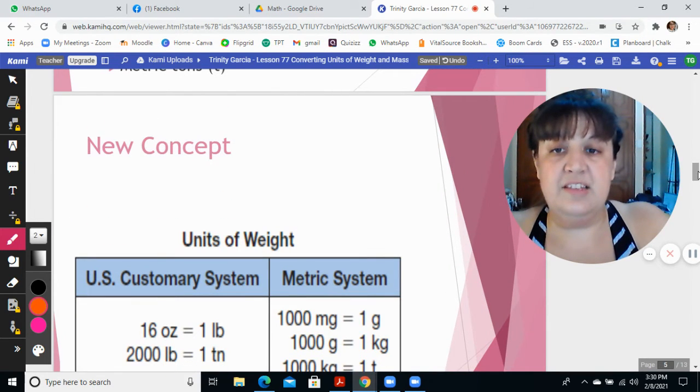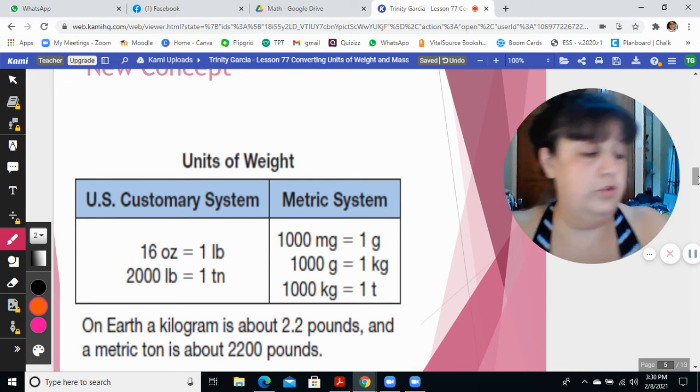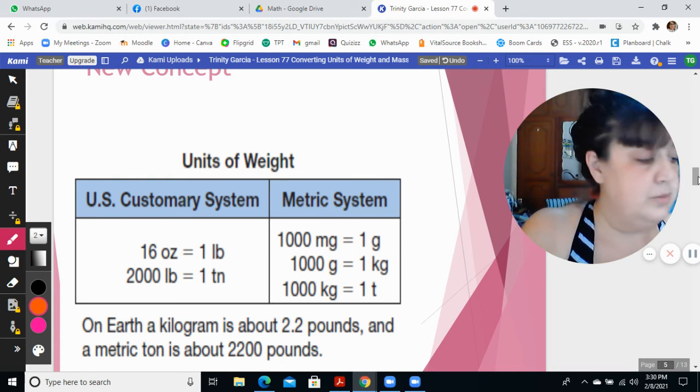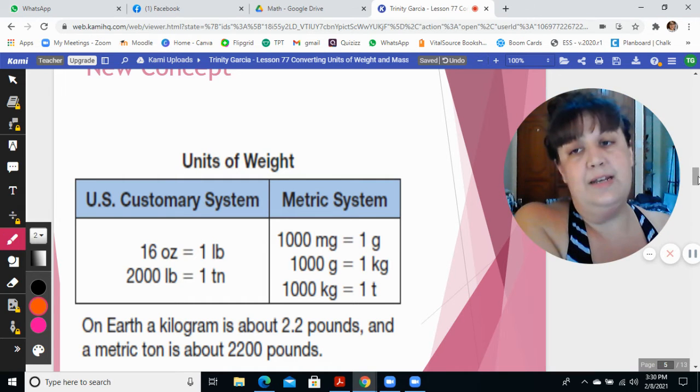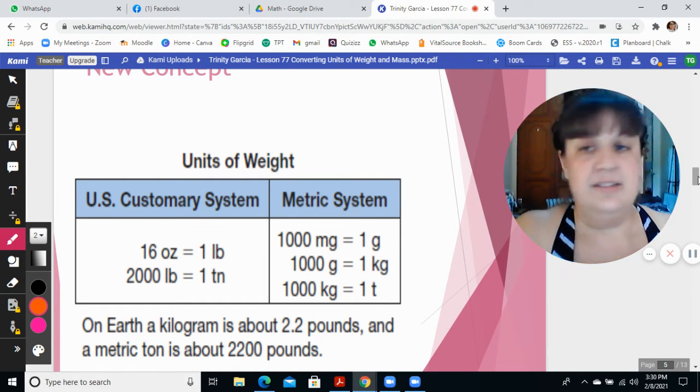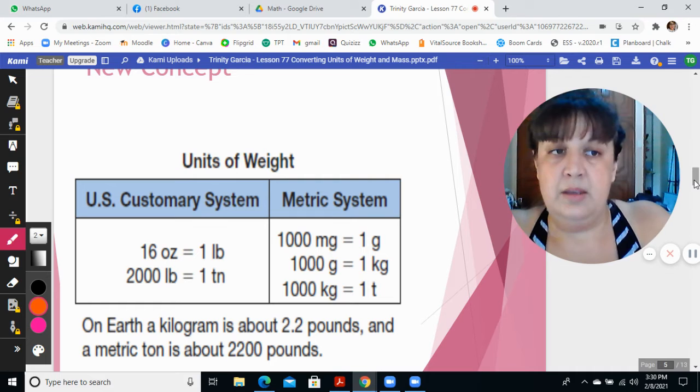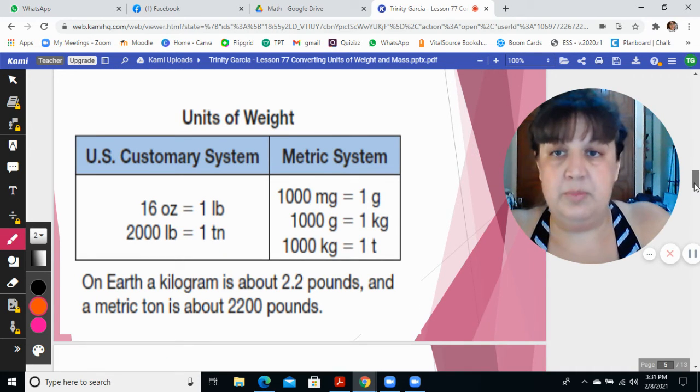We're going to look at this chart. You can also find this chart in your book, on your page 499, if you want to look at your book to see this chart. You don't need to copy it into your notes. You can look at it on your own time on page 499 in your math book. Here we see 16 ounces is equal to 1 pound, and 2,000 pounds is equal to 1 ton. That's the U.S. customary system.